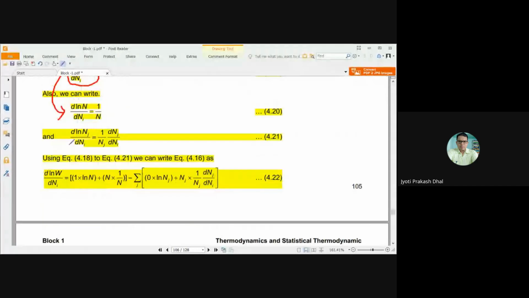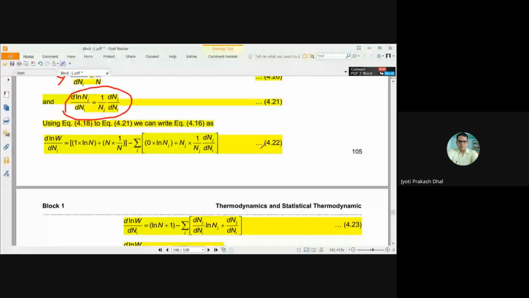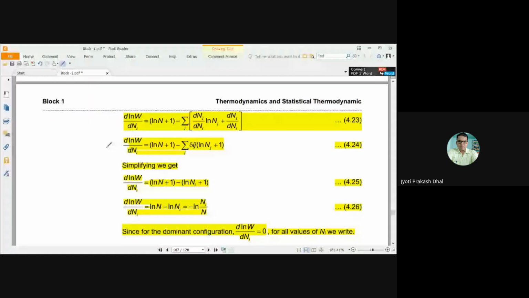And if we put the same principle here, we can write d ln nj divided by dni equals 1 by nj times dnj divided by dni. So you have to solve this equation and simplify that one. After simplifying, we will get the final result.